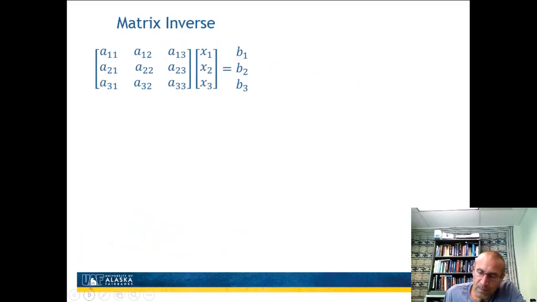Now, I want to talk about one more use of LU decomposition, and that's in terms of finding the matrix inverse. So first let me remind you what the matrix inverse is if you're not familiar. So imagine I had this system of equations.